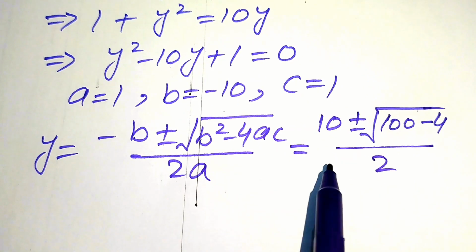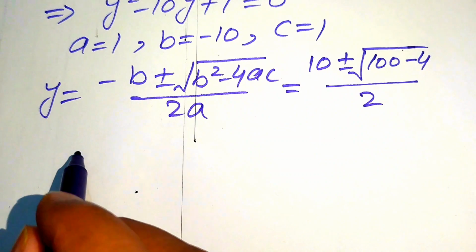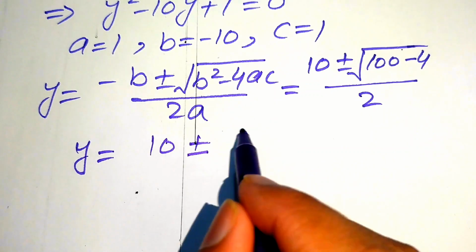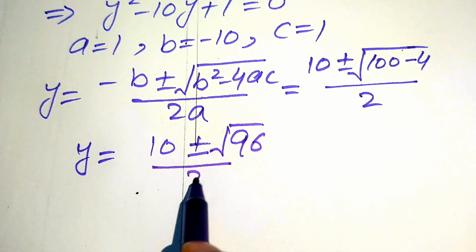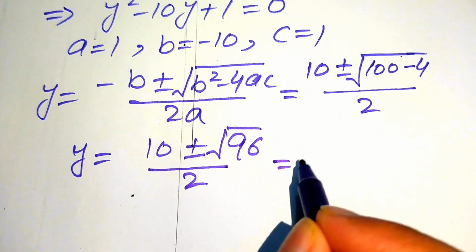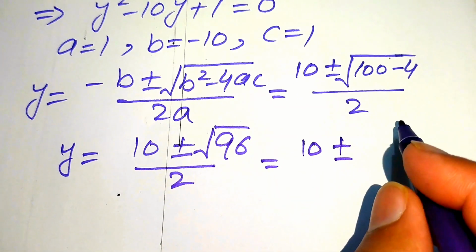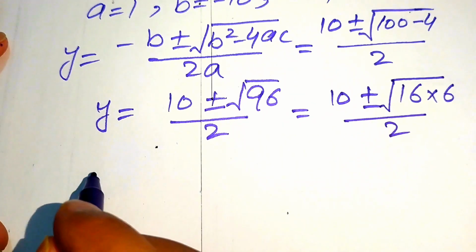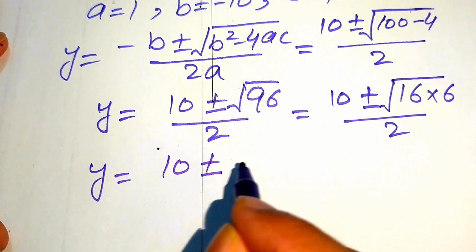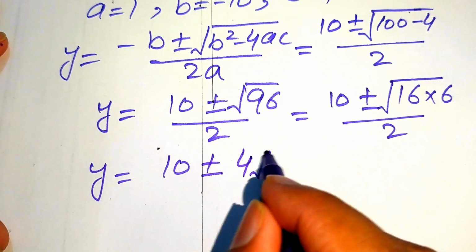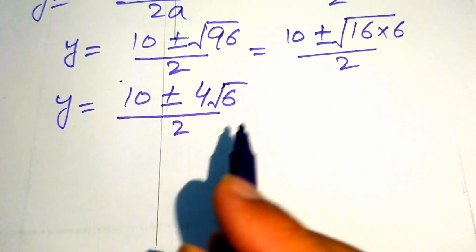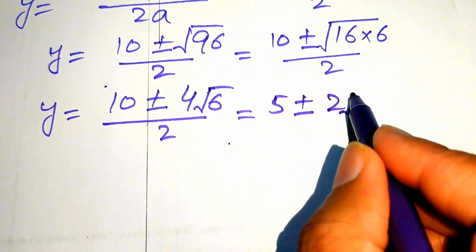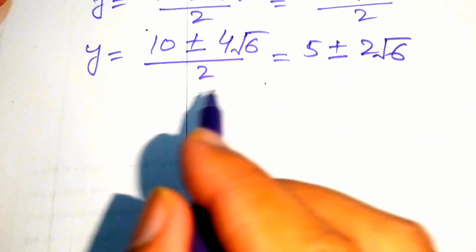We substitute these values and simplify a little bit, and we have y equals 10 plus or minus square root of 96, and this whole divided by 2. Here we need some simplification and we write 96 as 16 times 6. We know that 16 times 6 is 96, and we obtain 10 plus or minus 4 times square root of 6, divided by 2. After separation of these values we get 5 plus or minus 2 times square root of 6. So we divide this into two cases.